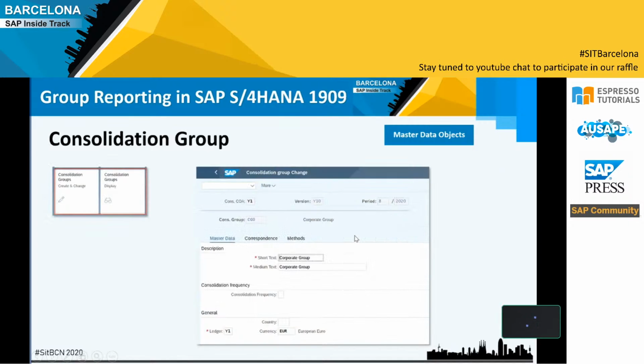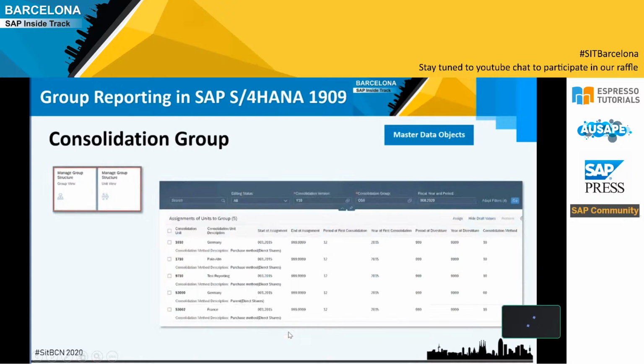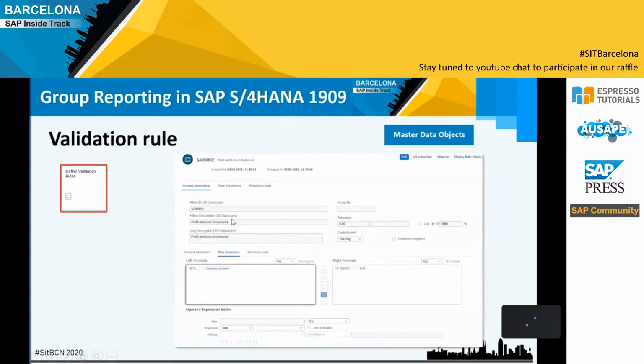Then we have the Consolidation Group, that is handled using these applications, and it defines the list of consolidation units. It's the ledger that is defining the currency that will be used in consolidation, and also we can assign as many consolidation units as required depending on the type of relation between the consolidation unit and the consolidation group.